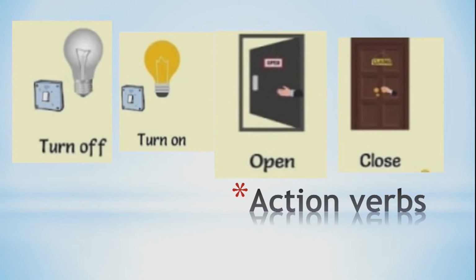Look at the picture and repeat the words. Turn on. Turn off. Open. Close. How do you spell the words? Turn on. T-U-R-N-O-N. Turn off. T-U-R-N-O-F-F. Open. O-P-E-N. Close. C-L-O-S-E. Good job.